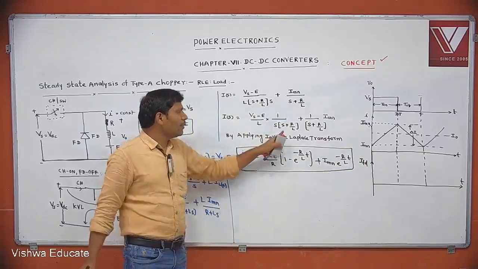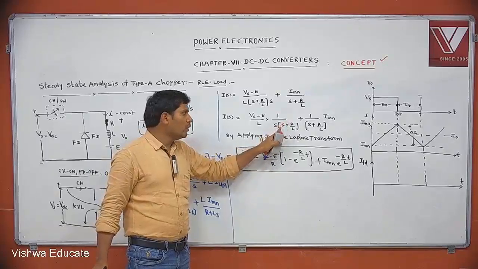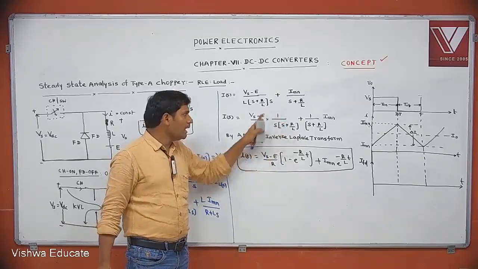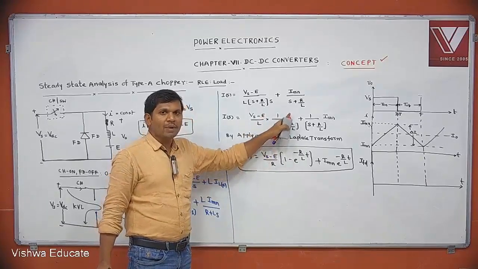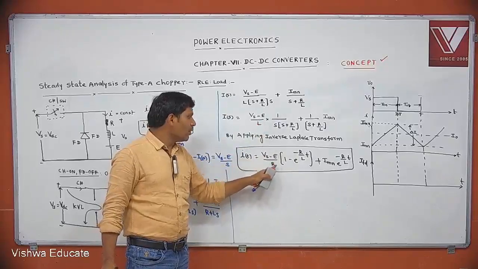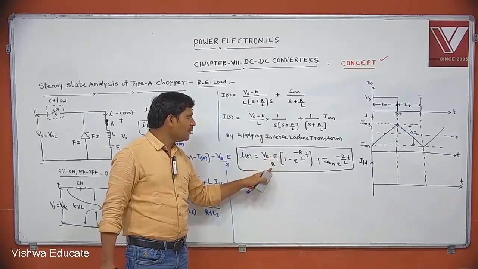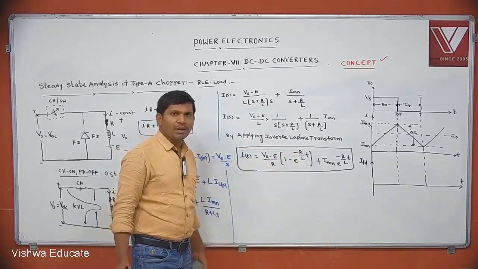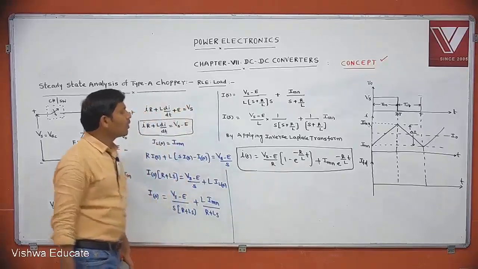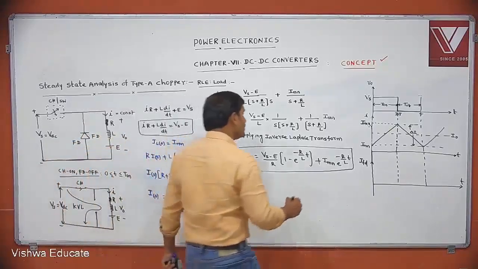You calculate the A value and B value. We get A equal to L by R, and B equal to minus L by R. L cancels, then 1 by R is common. Vs minus E by R into 1 minus e power minus R by L into t, plus I minima into e power minus R by L into t. Let this be equation 1.